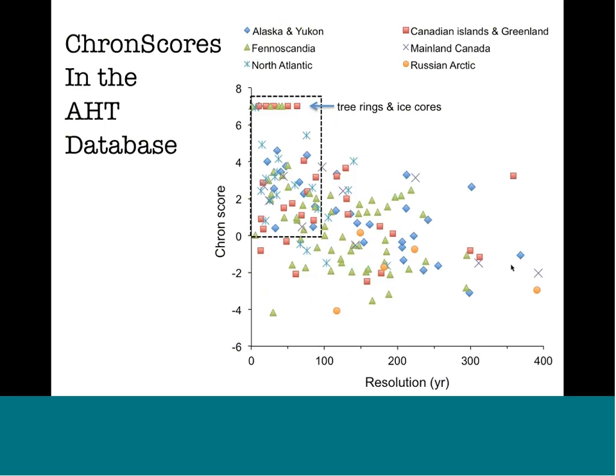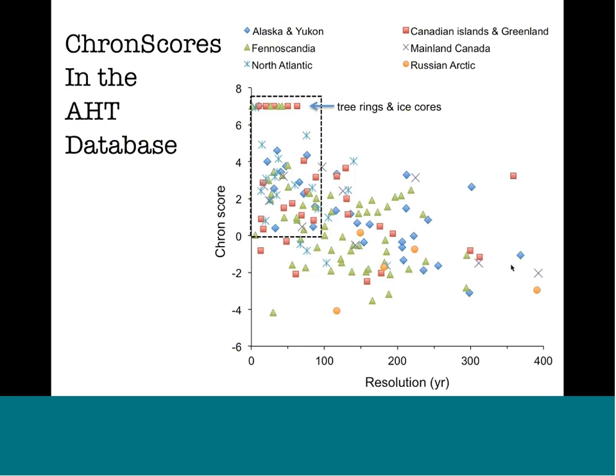So in the last couple of minutes here, I just want to show what this looks like in the context of the database. Here's the distribution of Chron scores in the database, the Arctic Holocene transition database, as a function of resolution. So you see this trend. We arbitrarily gave ice cores very high Chron scores, just because the chronologies are highly defined and we can't measure them using this ChronRater method. And then look at the rest of the records, and we see there's this distribution. Generally speaking, as resolution increases, the Chron score decreases.